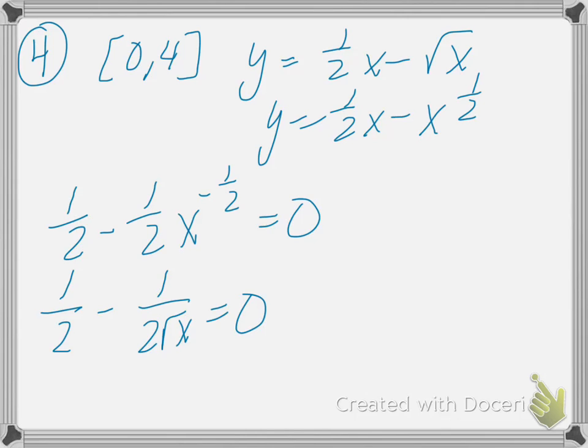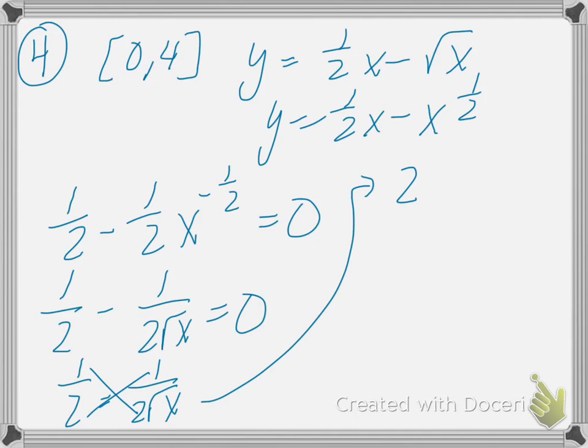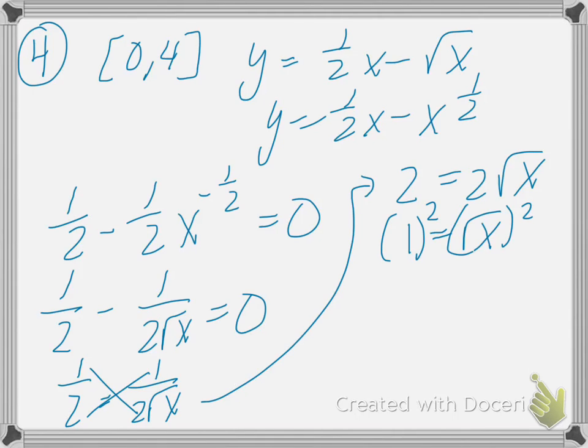And then I'm going to take the negative term and I'm going to bring it to the other side. Okay, and now I'm going to cross multiply. Divide both sides by 2. And then to get rid of the square root, you square both sides. So you get that 1 equals x. 1 is in the interval from 0 to 4. So therefore the answer was E.